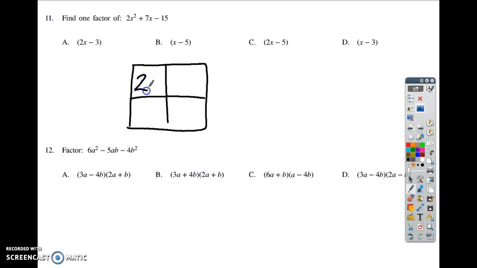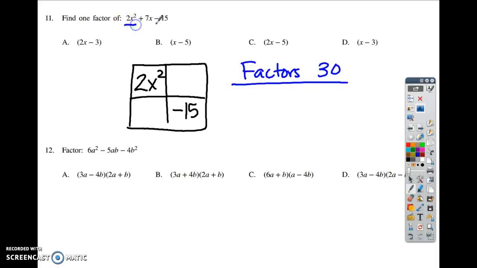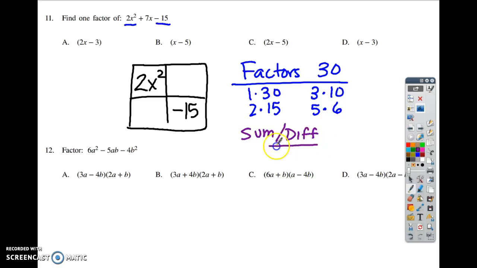The first box you put 2x squared. The last box you put negative 15. We're looking for factors of 30 because 2 times 15 is 30. So that's 1 times 30, 2 times 15, 3 times 10, and 5 times 6. And we need one that gives us a sum or a difference of 7. So that would be 3 and 10 if you subtract them.